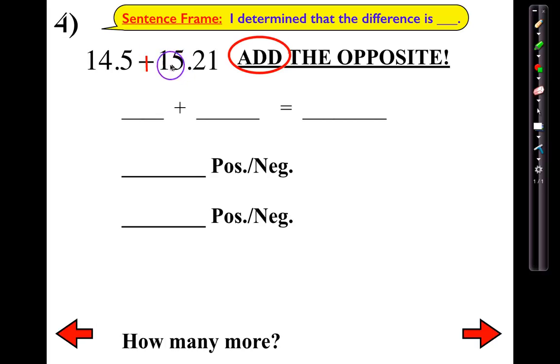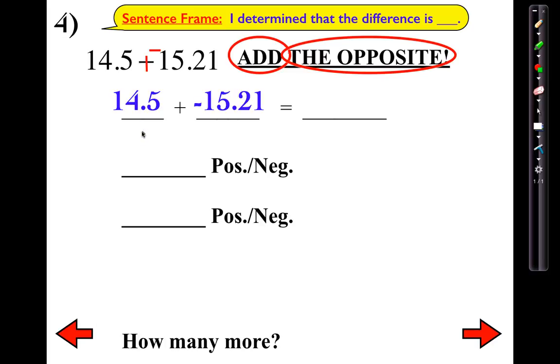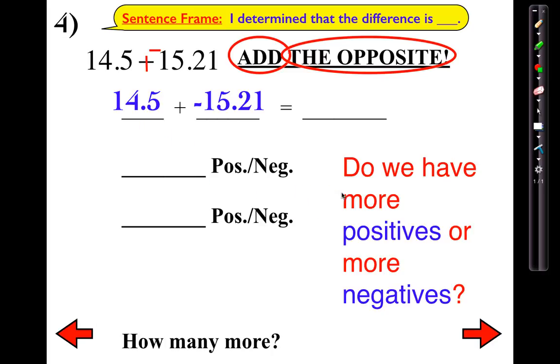So this number here, I'm going to say the opposite, which would be a negative 15 21/100. And again, to keep things neat, I'm going to go ahead and rewrite the problem as 14 5/10 plus negative 15 21/100. Now it's the same old question. Do we have more positives or do we have more negatives? Here I can see that we have more negatives, so I'm going to go ahead and record that and say 15 21/100, and that they're negative. So now that I've taken care of negatives, I'm going to take a look at the positives. I have a total of 4 5/10 positives.